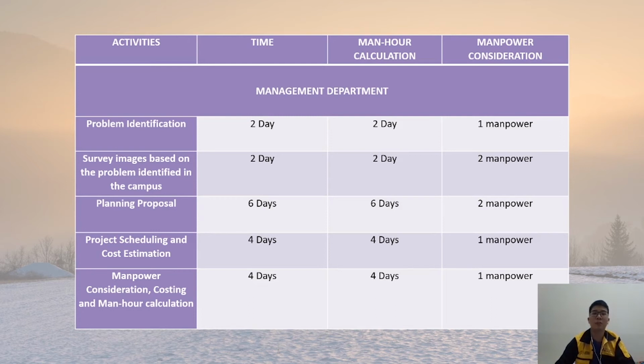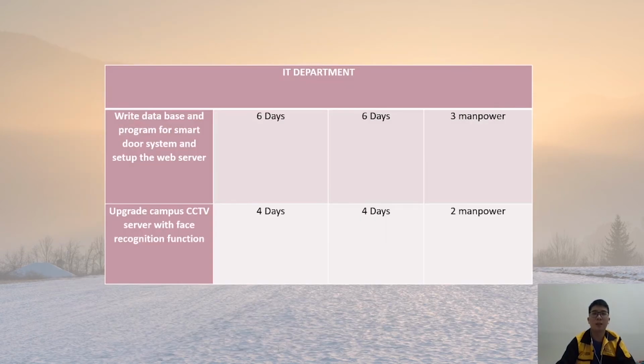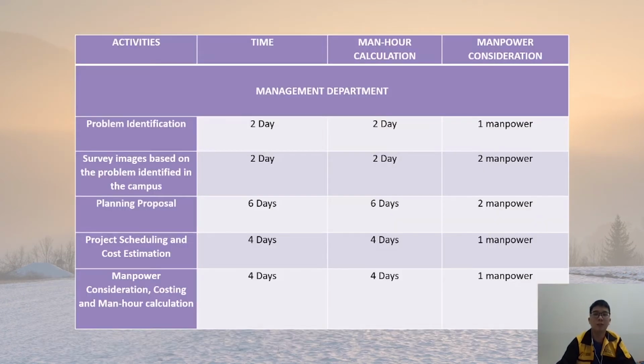The schedule of the project can be divided into 4 parts, which are management department, engineering department, IT department, and installation. First, I will explain the management department.